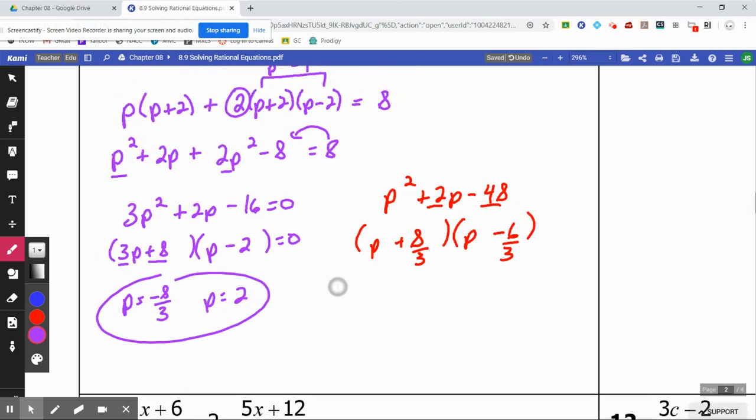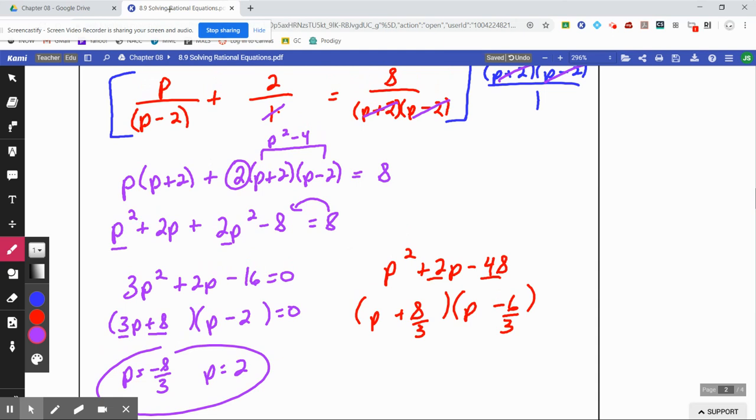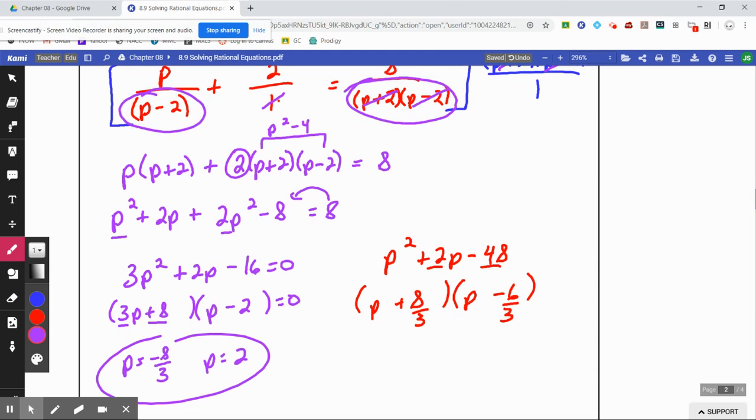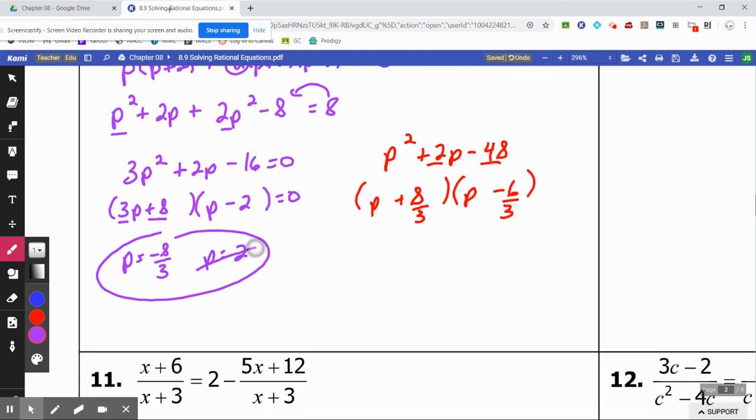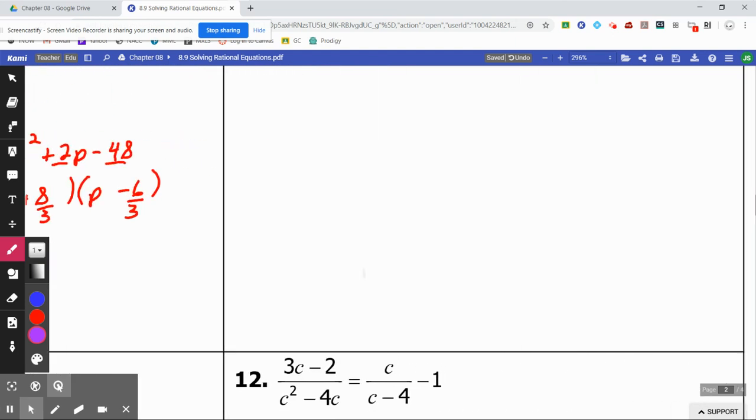Check for any domain restrictions. P can't be 2, and p can't be negative 2 because of the p plus 2. However, 2 is one of our solutions, so therefore p cannot be 2. Let's X that out. So the only answer that you have is going to be the negative 8/3. The next one.